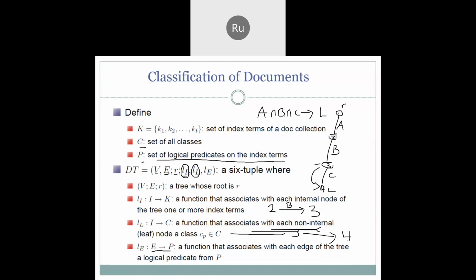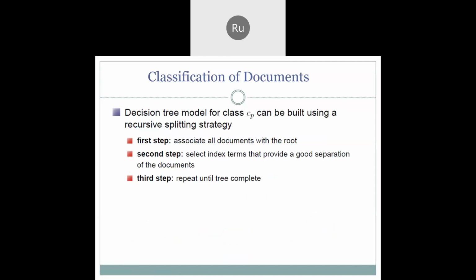So we need to define this. Okay, so the first step is to associate all documents with the root, meaning that all of them start from the root. Okay, and then depending on the index term selected, we will separate them, and then we repeat until the tree is complete. So how do you know the tree is complete? That means you have all of them belonging to one label only.